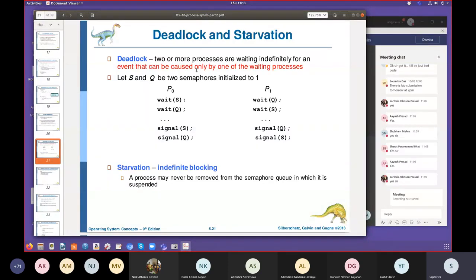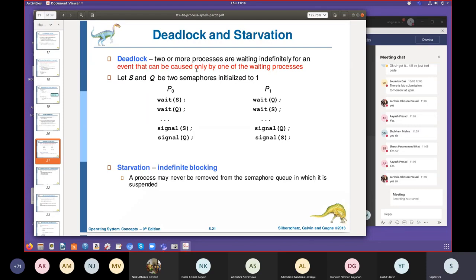Let's see this example here. Let's say we have two semaphores S and Q. Both are binary semaphores, initialized to 1. Now see these two code segments, P0 and P1. Assume that P0 called wait on S. Okay. So P0 is waiting on S. Then P0 was swapped out of the CPU. P1 came in. P1 was allocated the CPU. P1 called wait Q. It got the lock to Q.